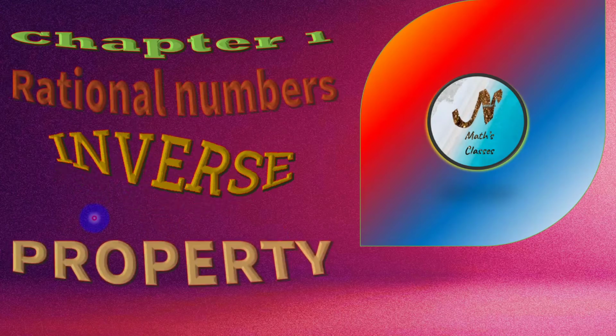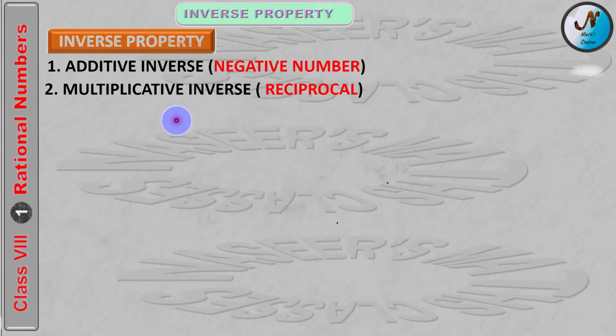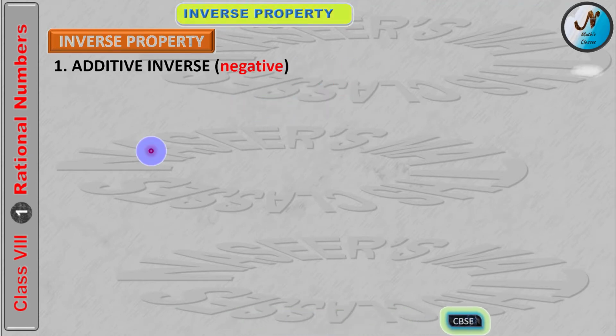Now we are going to learn about the inverse property of rational numbers. We have two types of inverse properties. The first one is the additive inverse, which is also known as the negative of a number. The second one is the multiplicative inverse, which is also known as the reciprocal of a number. So first we go through the additive inverse, or negative number.